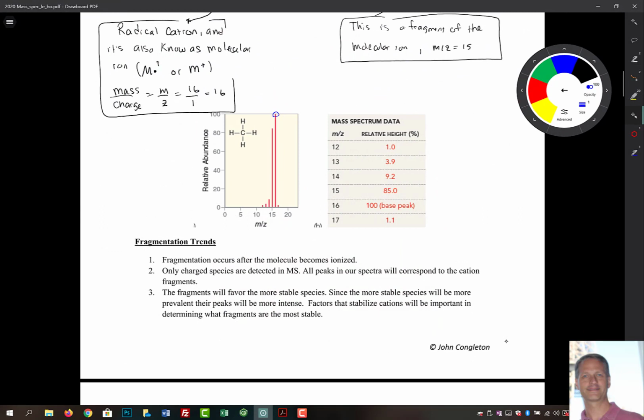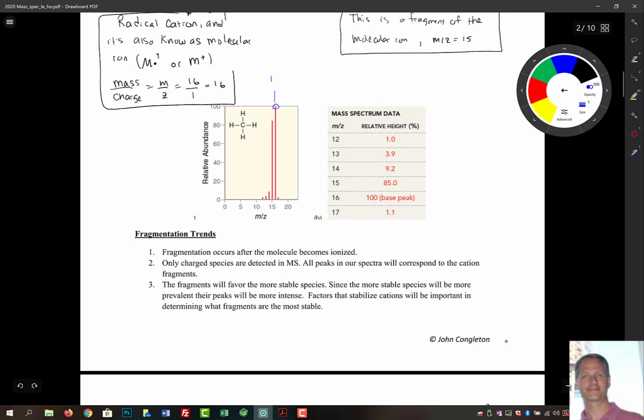When we look down here, we see this peak at 16. That's your radical cation, your M plus, and that has your mass to charge ratio equal to 16. That's also known here as your base peak. There's your M plus peak there, and then we have fragments. Notice the base peak is the most prevalent here. If you lose that full H atom, then you come down here to M minus 1, and that has a percentage of about 85%. And so on and so forth.